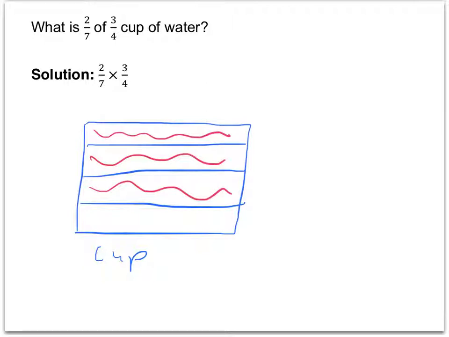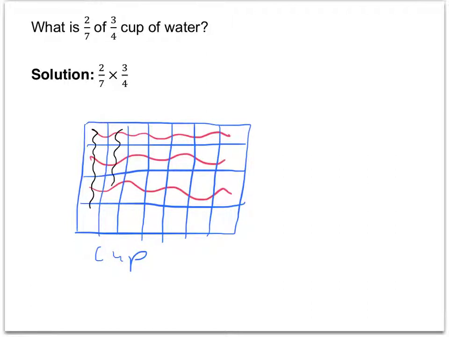Now it says that we want 2/7 of that cup, or of that 3/4. And so let's divide this up into 7 pieces by drawing 6 vertical lines. 1, 2, 3, 4, 5, 6. So that we've divided up into 7 pieces. And then it says that we're going to select 2 of those pieces because we're selecting 2/7. And so we're going to select 2 pieces here. Let's say we select this piece and this piece right here.